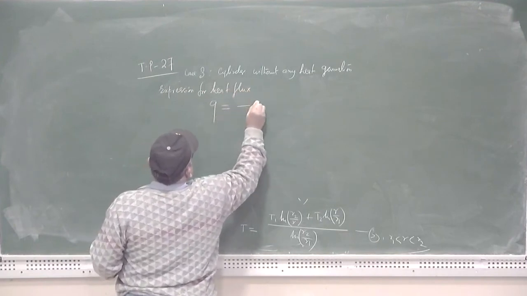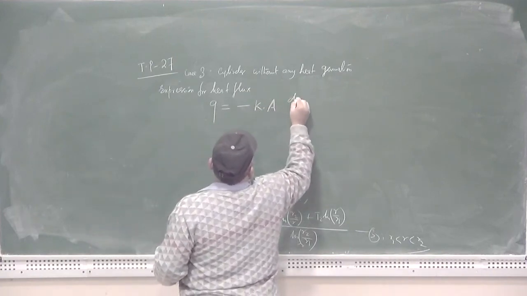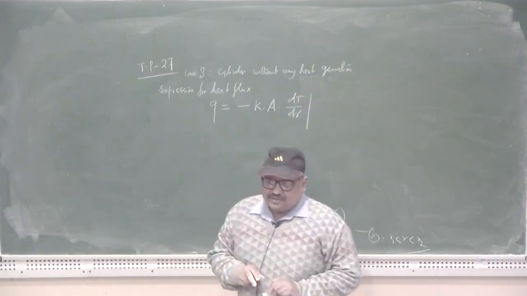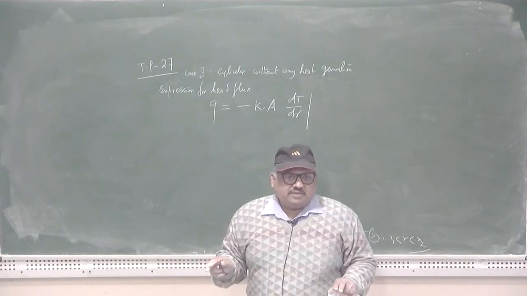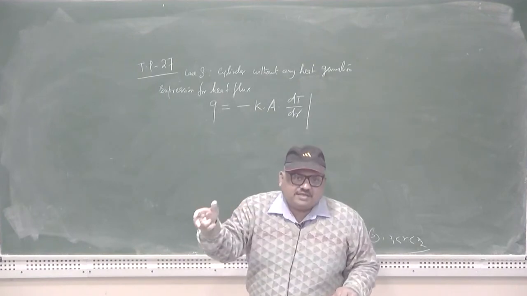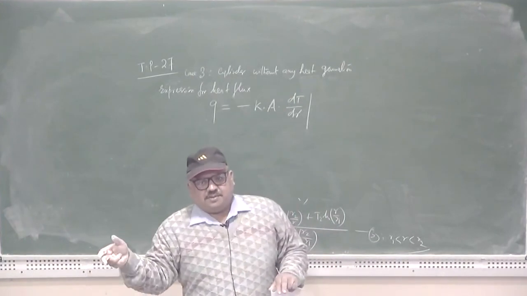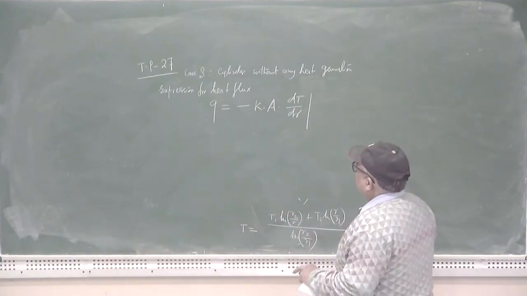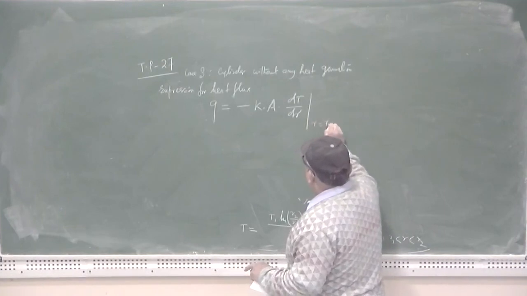Q is equal to minus K into A into dT upon dr. Definitely the heat flux, that is the heat, will leave the inner cylinder, that is the cylinder of radius R1, and it will leave the cylinder having the radius R2, that is the external diameter. From internal to external diameter, the heat flow will take place in the radial direction. So, the value of dT by dr needs to be evaluated at a point r equal to r1.